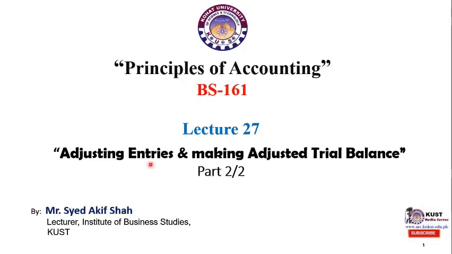In lecture number 26, we discussed in detail how to make an adjusting entry or how to make multiple adjusting entries, which is actually step number 4 in the accounting cycle. However, in this lecture number 27, we'll discuss how to incorporate those adjusting entries we have done in step number 4 of the accounting cycle, and then to make the adjusted trial balance in step number 5. So let's go ahead.